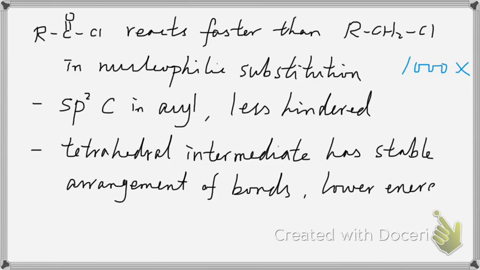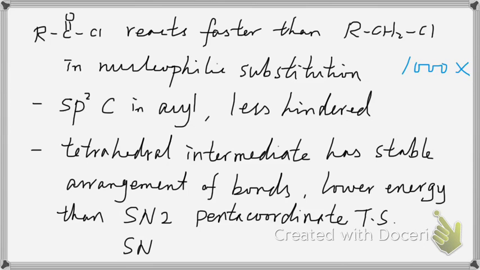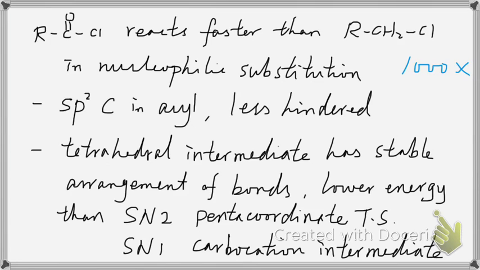the intermediate in acyl chloride acyl substitution is tetrahedron. And the tetrahedron intermediate has stable arrangement of bonds. It has lower energy, so it forms faster. This is compared to the reaction of alkyl chloride. If it goes by SN2 mechanism, then we have the penta-coordinated transition state. If it's SN1 mechanism, we have the carbocation intermediate.